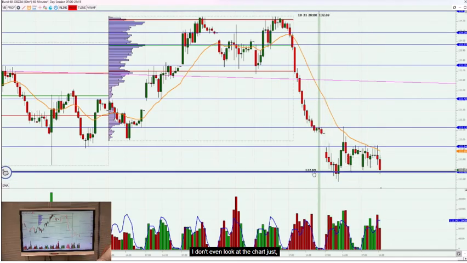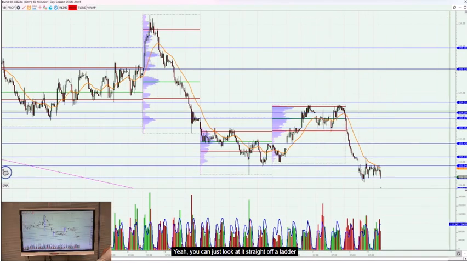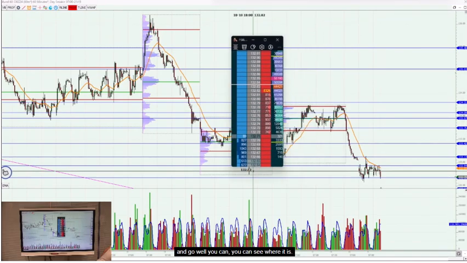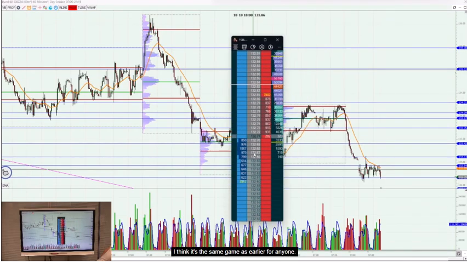I didn't even look at the chart, I was just seeing it. Yeah, you can just look at it straight off a ladder and go, well, you can see where it is. It's down towards the low. I think it's the same game as earlier. For anyone, we were watching it in here, for those of you online.